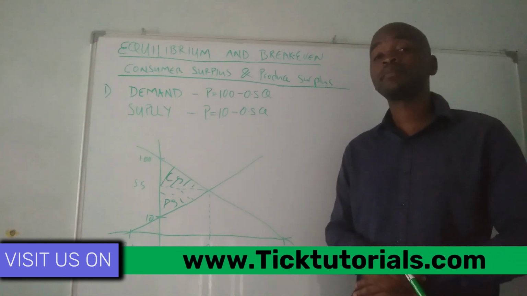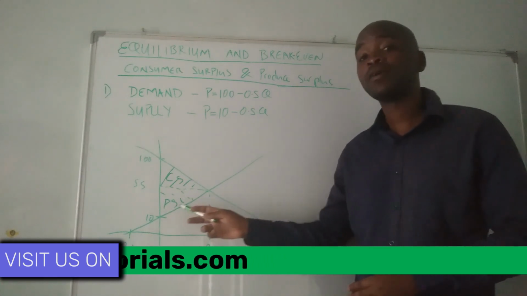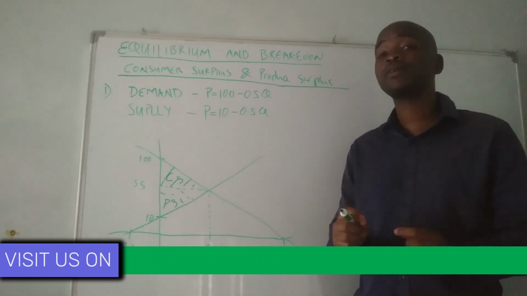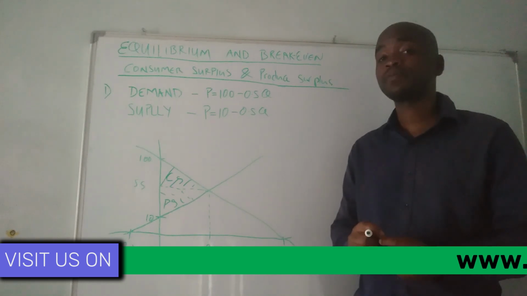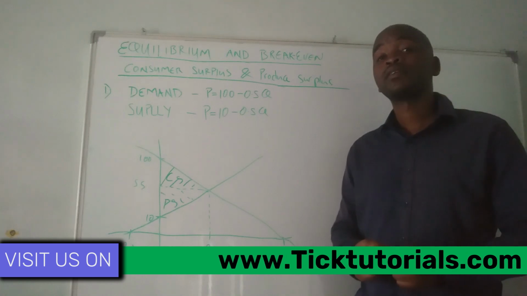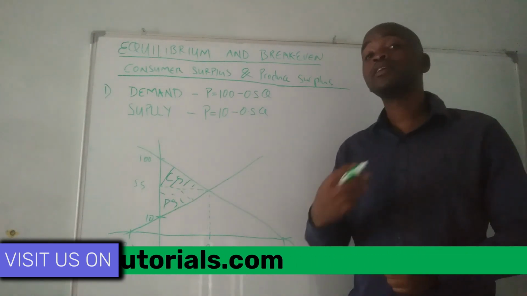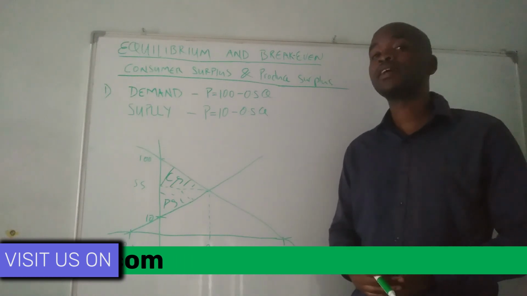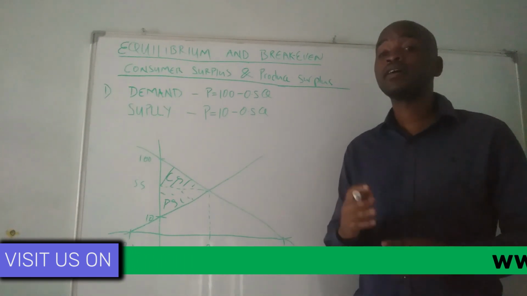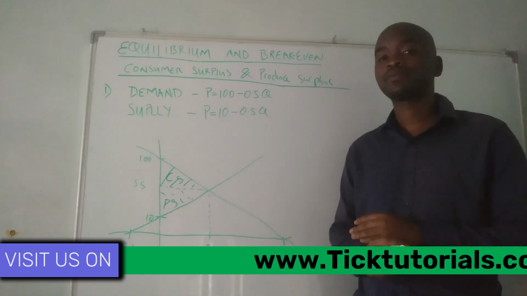And our producer surplus is indicated by the y-intercept of the supply function, or the vertical intercept of the supply function, which in this case is 10 when our Q is equal to 0, and the equilibrium price, as well as our equilibrium point, the point where the demand function meets the supply function.